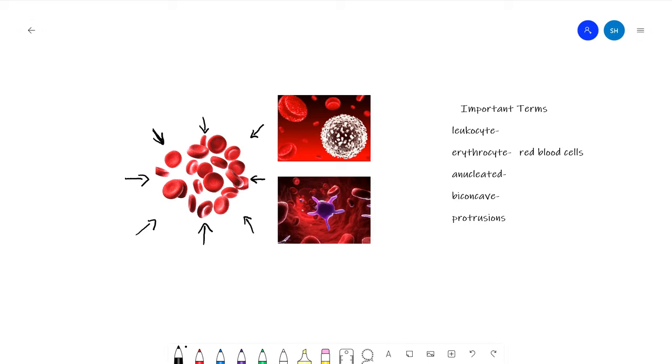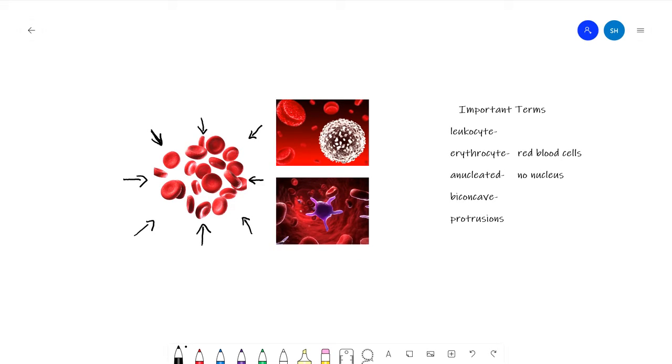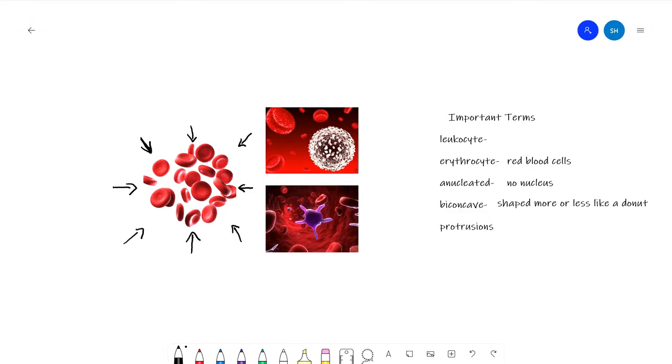Red blood cells are anucleated, which means that they have no nucleus. They're also biconcave, which means they're shaped more or less like a donut. Red blood cells make up 44% of your blood.